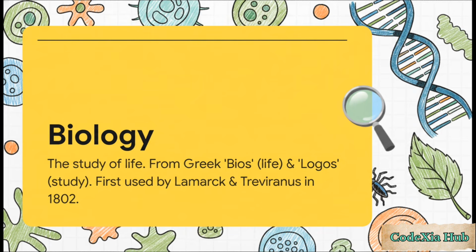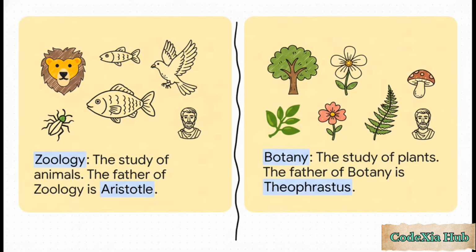This is the world we're exploring. Now, traditionally, biology gets split into two huge kingdoms. On one side, you've got zoology, the study of animals, which goes all the way back to the famous philosopher Aristotle. And on the other side, you have botany, the study of plants, which was pioneered by his student Theophrastus.